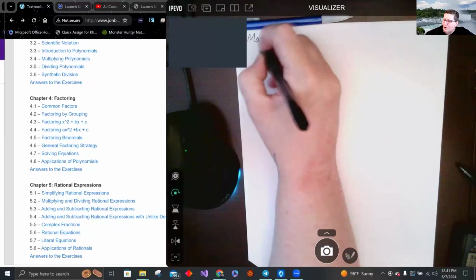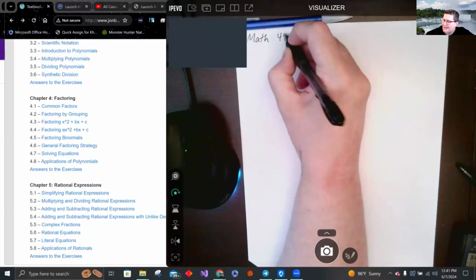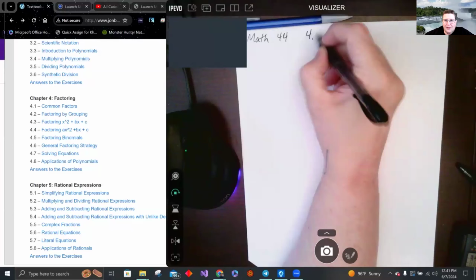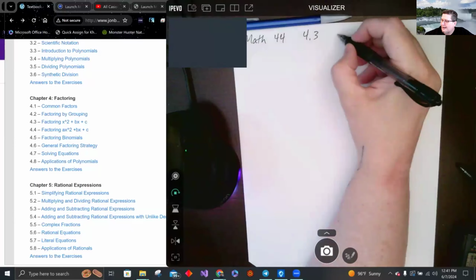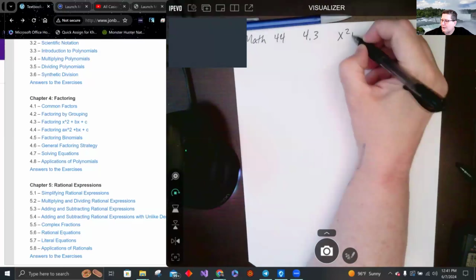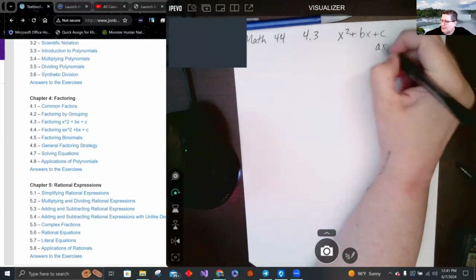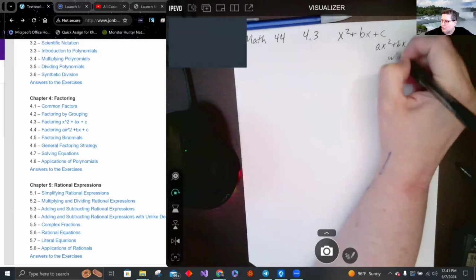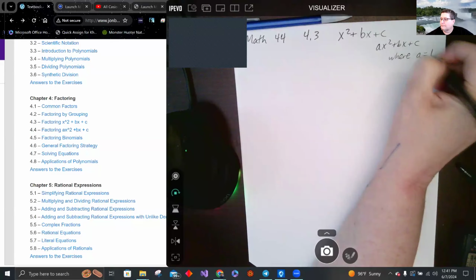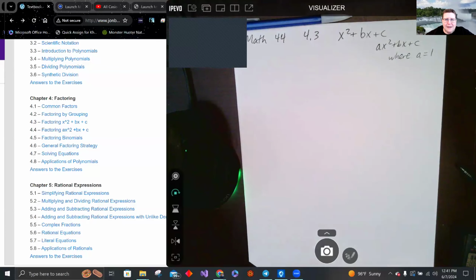What are we doing today? We're going back to 4.3 now that we've done the more complicated form with ax squared plus bx plus c. Now we're doing just x squared plus bx plus c. So it's kind of like ax squared plus bx plus c where a equals 1. And I'm going to use the same method I used on ax squared plus bx plus c for the first problem, just to show you that it does the same thing. It still works.